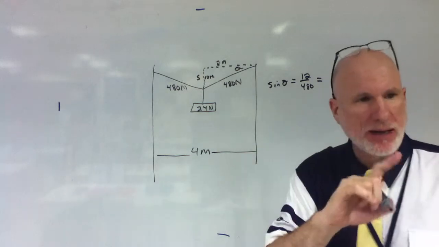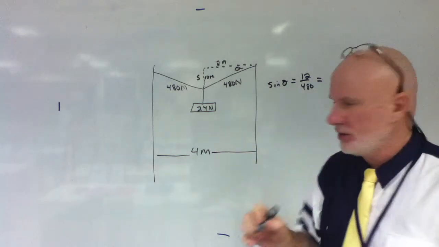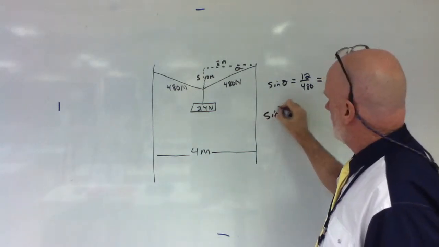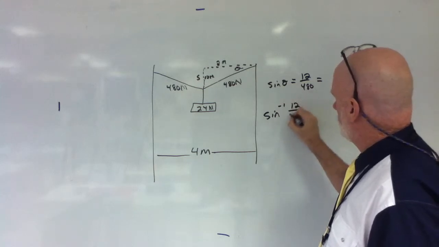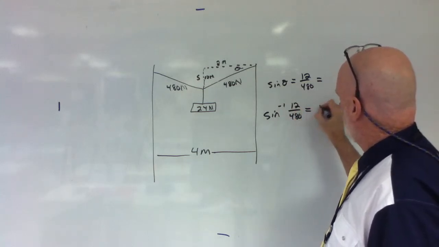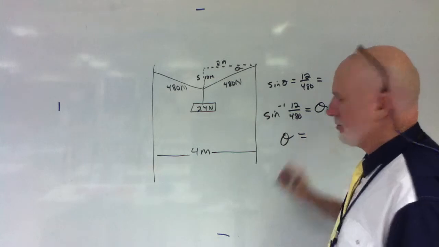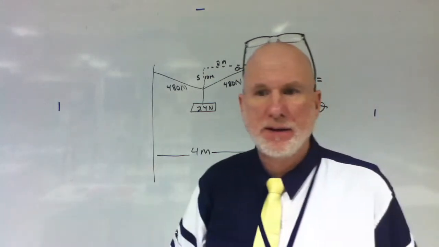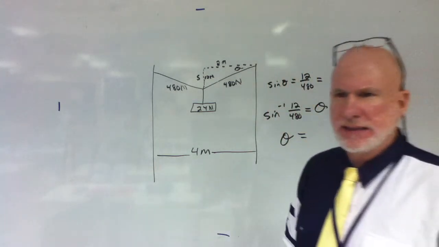So let me rewrite it. Okay, we got to look for the angle. So it's actually arc sine of 12 over 480 equals theta. Theta equals what? 1.59. Does everybody get that?